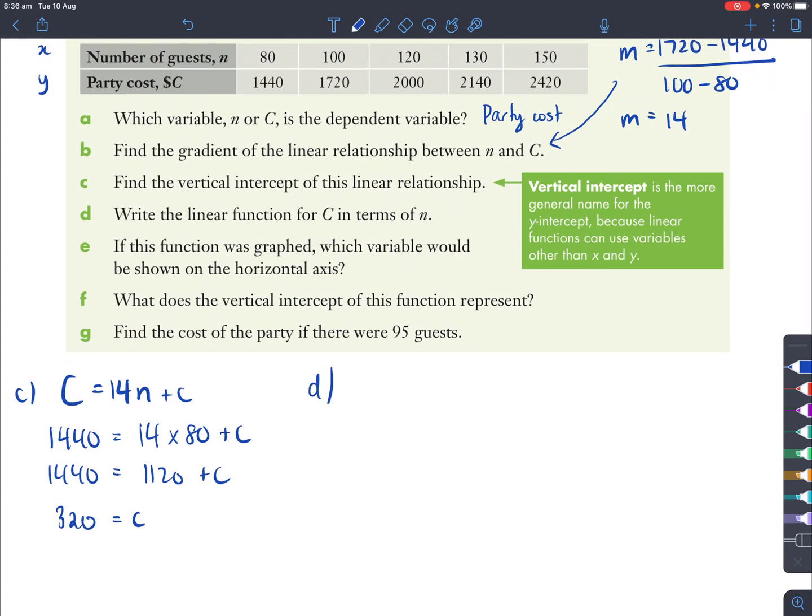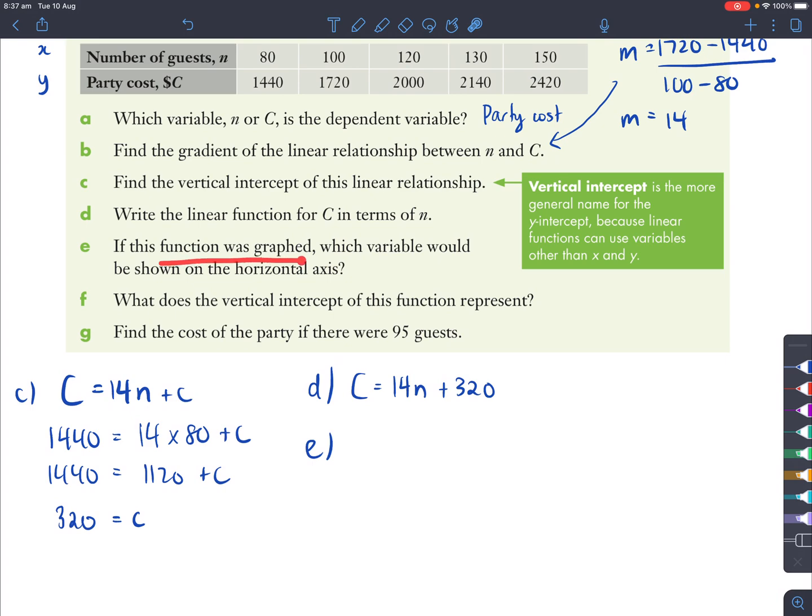Then for part D, write the linear function for C in terms of n. So because I found c, I can actually put that back in here, so that the cost will now equal 14 times the number of people, n, plus another $320. Okay? All right, then I have question E.